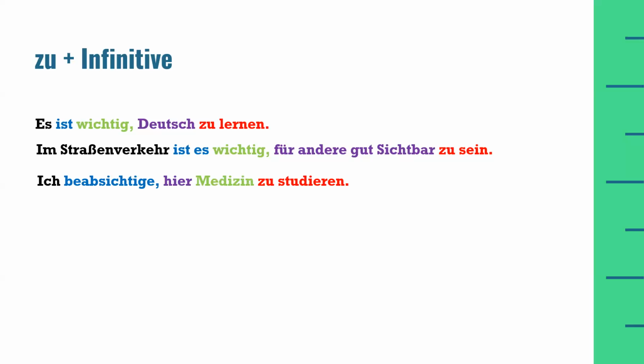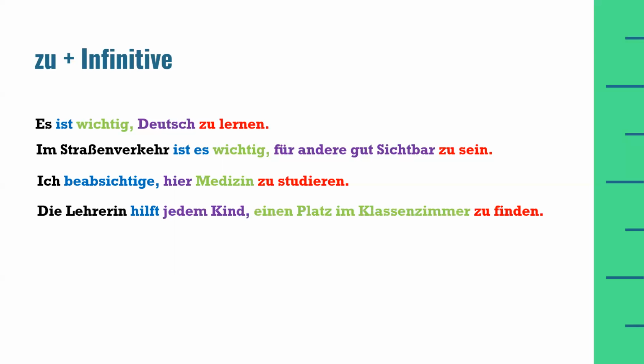Ich beabsichtige, hier Medizin zu studieren. Ich beabsichtige, I intend, I have the intention, here Medizin zu studieren, to study medicine here. So, zu studieren: the verb will come in the infinitive form at the last position, and before that we will use the remaining part of the sentence.